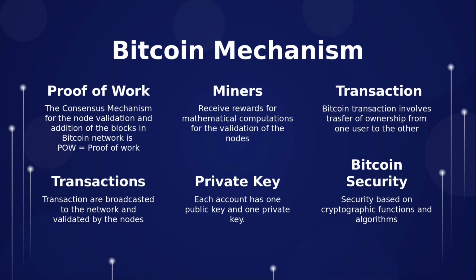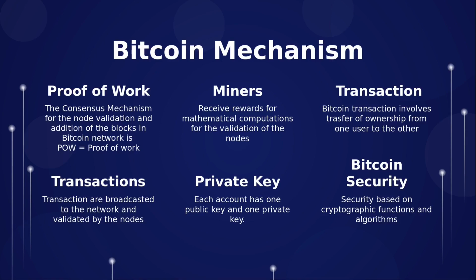And about the Bitcoin transaction, it involves the transfer of ownership of bitcoins from one user to another. Each transaction is digitally signed using a private key, which is only known to the owner of the bitcoins. Transactions are broadcasted to the network and validated by nodes. Once a transaction is validated, it is added to the pool of unconfirmed transactions, which are waiting to be added to a new block. Miners select transactions from the pool and add them to a new block, which is added to the blockchain once it is validated by the network.